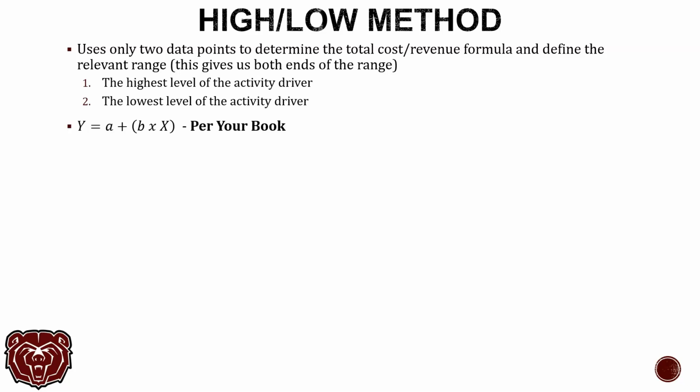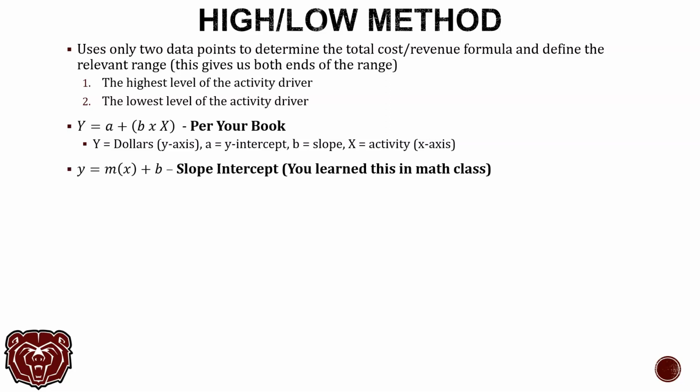Okay, we represent that with our formula that we learned earlier, y equals a plus b times x. This is our book formula, right? Where y equals the dollars, our y-axis, a is our y-intercept, b is our slope, our rise over our run, and x is your level of activity, or the x-axis, okay?